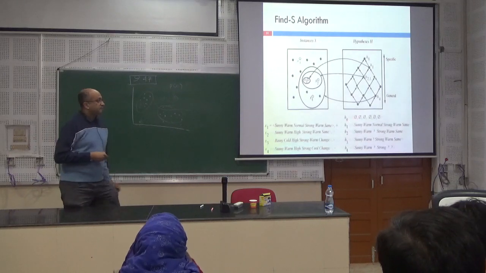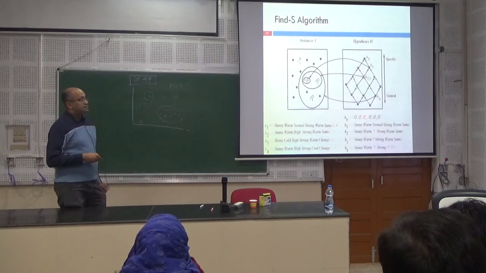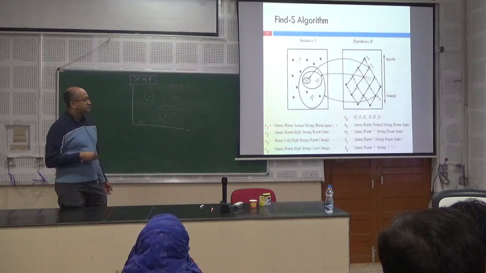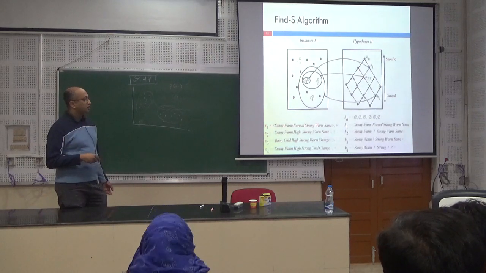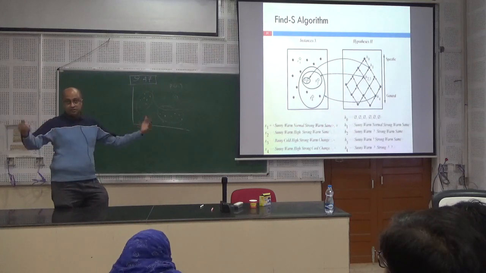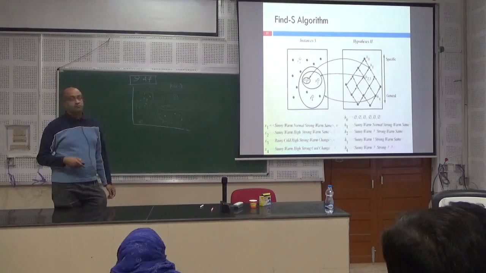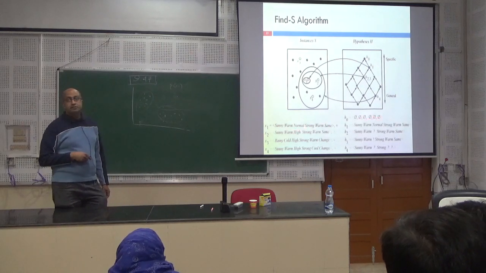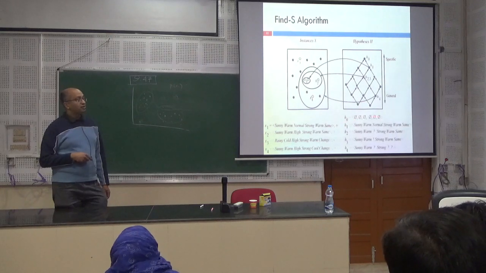Examples are always better. Start with all nulls. What's my first training sample? Sunny, warm, normal, strong, same. And it says it's a positive, right? And we go swimming here. Can my hypothesis accommodate this? No. Why no? Because this says I will never go swimming. All the values are null.